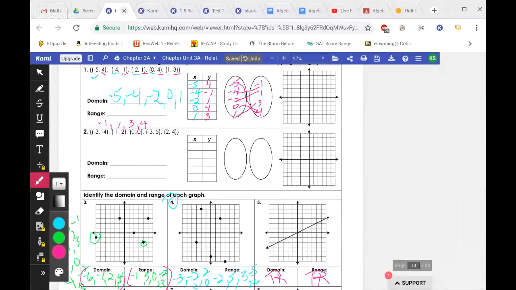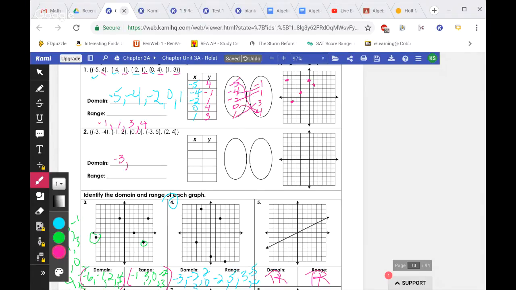And then to plot them, 1, 2, 3, 4, 5. 1, 2, 3, 4. And then -4, 1, 2, 3, 4. And then -1. -2, 1. 0, 4. 1, 3. Does that help, Eli?